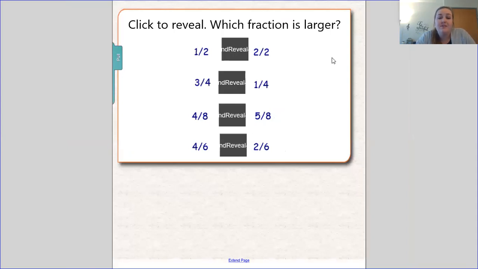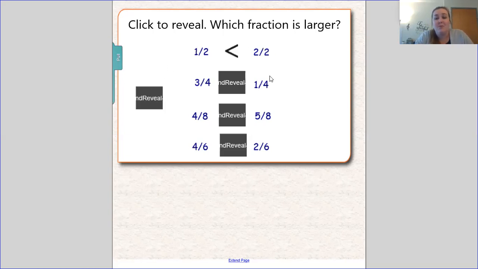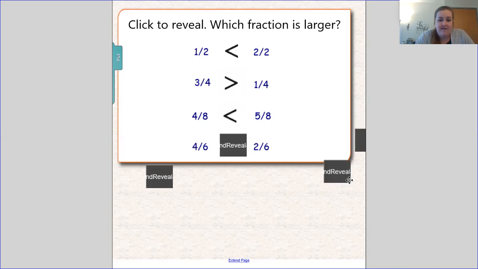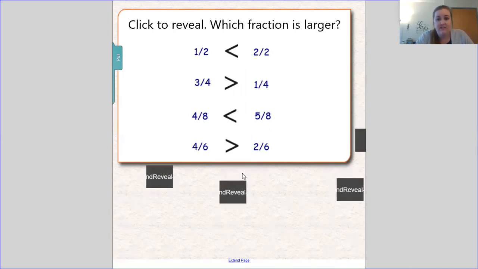Okay, so here's another one. So 1/2 and 2/2, which is technically 2 pieces out of 2 pieces. That's a whole. So you would say 2 out of 2 is more. 3/4 versus 1/4. Well, 3/4 is greater than 1/4. 4/8, 5/8. 5/8 is greater than. So you say 4/8 is less than 5/8. 4/6, 2/6. 4/6 is greater than 2/6. So that's all you're doing with comparing.